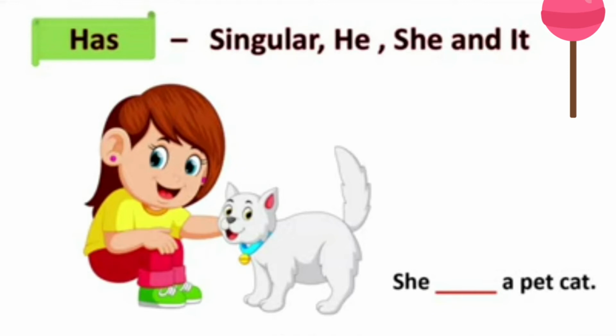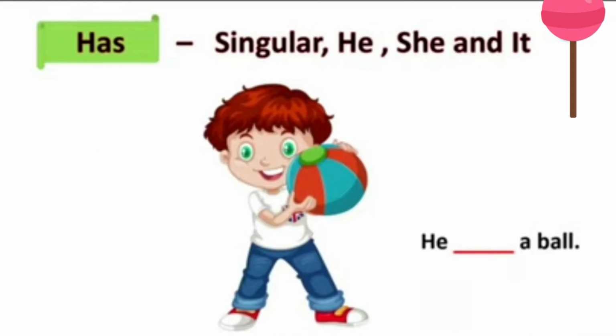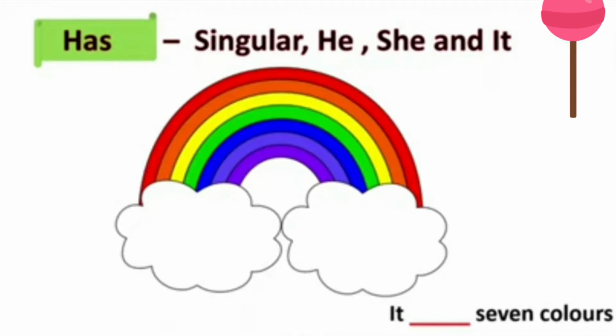Now children, look at the rule box. There is the word she. So children, after she, we should use has, right? The next one, he dash a ball. He is also there in the rule box. So children, after he, we should use has, right? Okay, next. It dash 7 colors. Children, again look at the rule box. Yes, it is also there. So after it, we should use has. It has 7 colors.